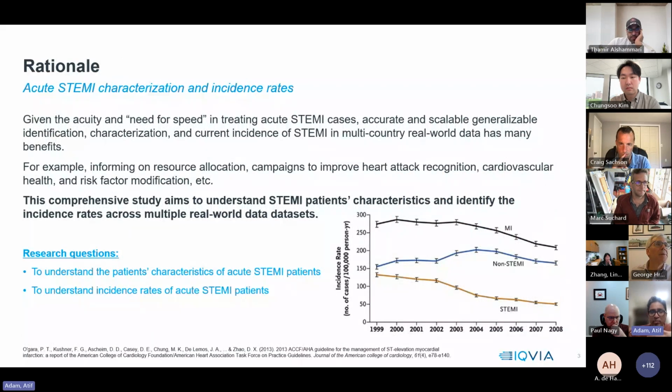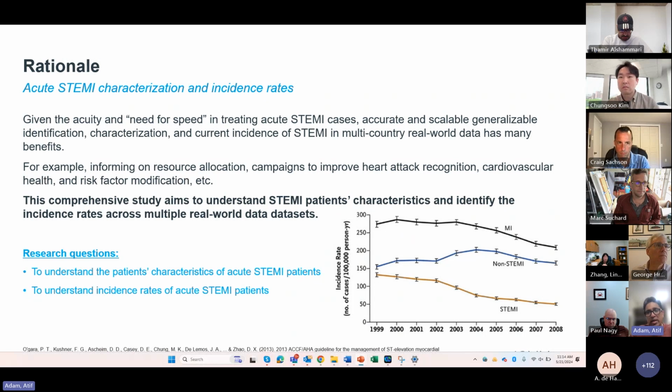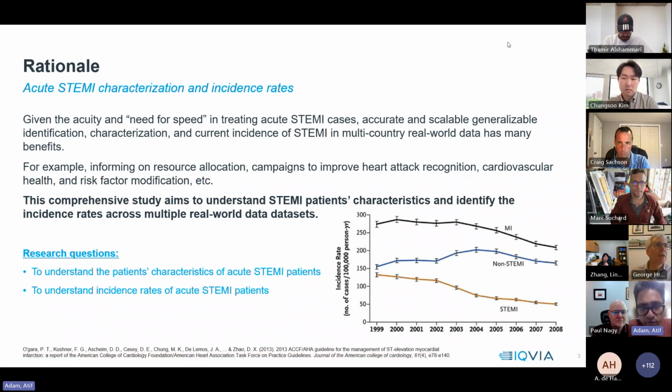So the rationale of putting this study together was, one, to understand the actual need to define what an acute STEMI case is, and how accurate those definitions are depending on the data source. But also to understand, if we have different definitions of acute STEMI across different databases, what the characteristics of these patients are, and how we can define incidence rates of these patients around the world.